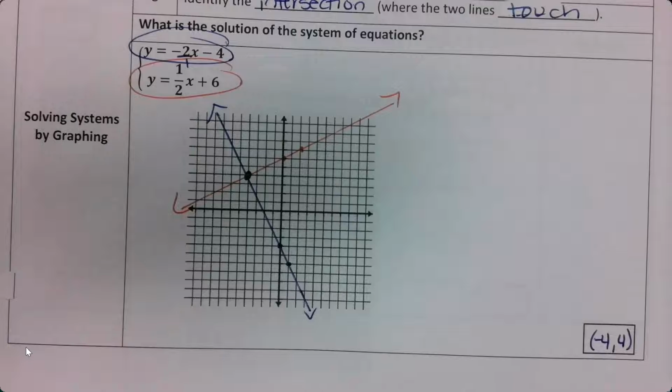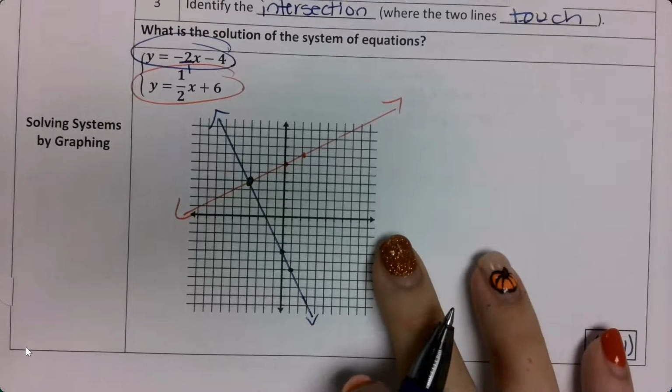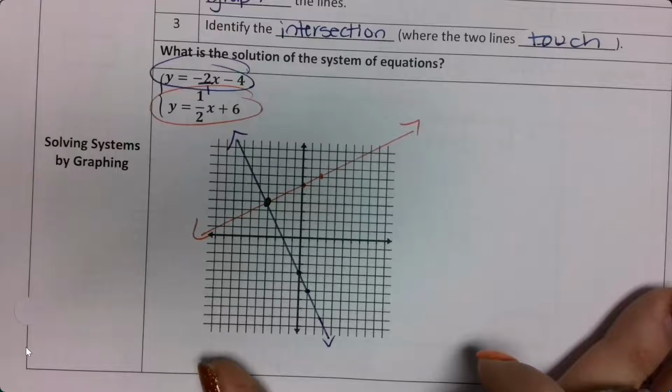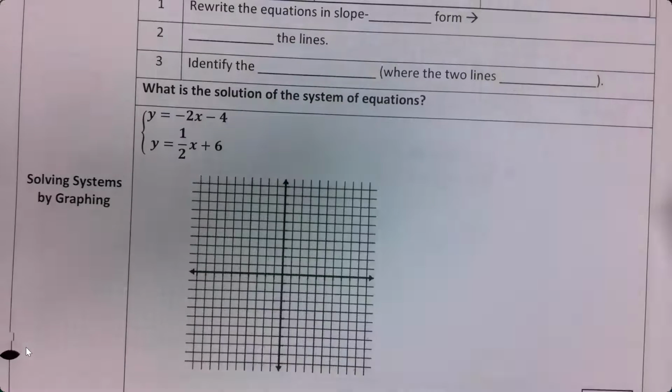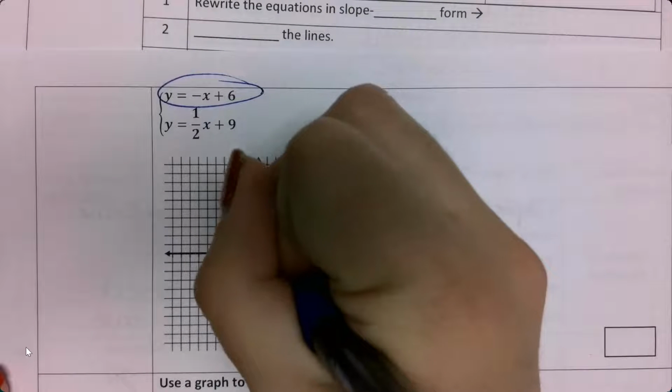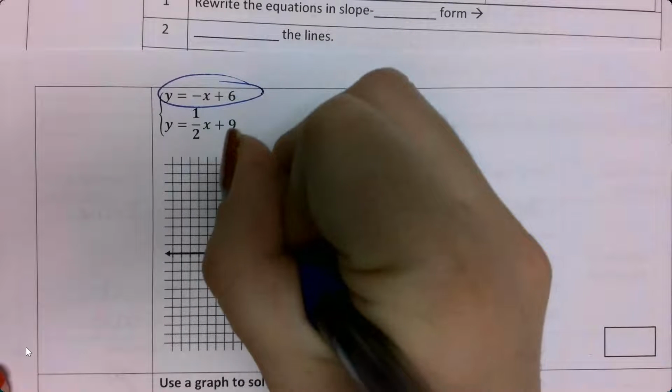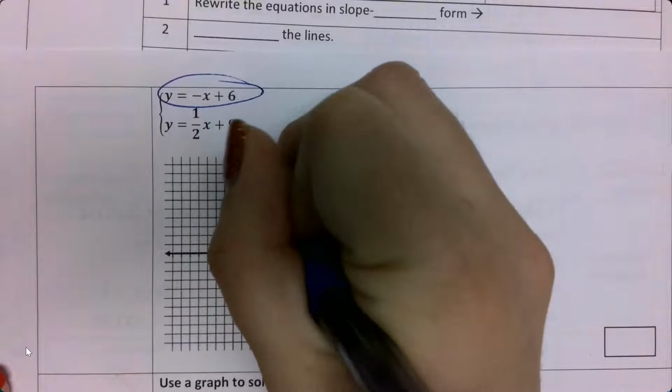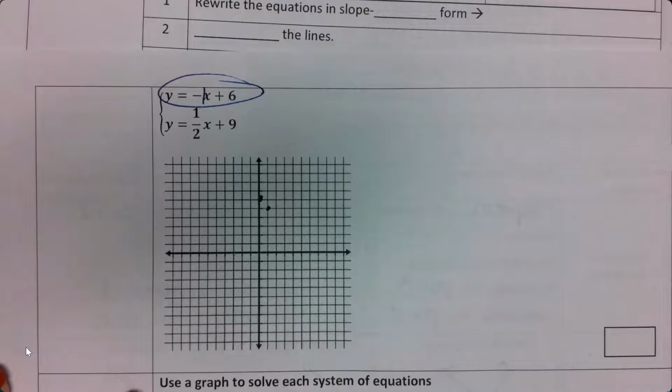Okay, questions there? I'm going to do one more, and then you're going to try 2 on your own. Okay. So then I have this one. So I'm going to do my first one in blue. I'm going to go up 6. Then I go down 1/1, because when I don't have a number written here, it's always implied it's a 1.